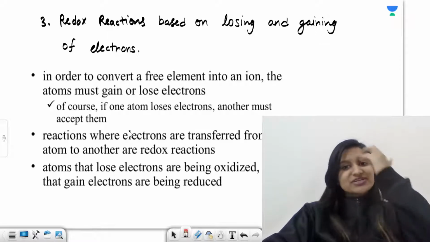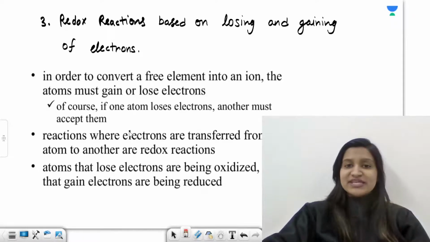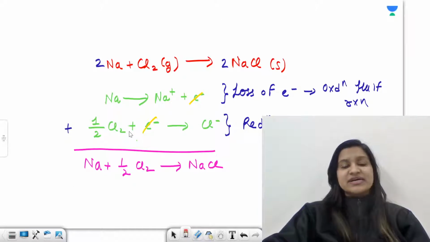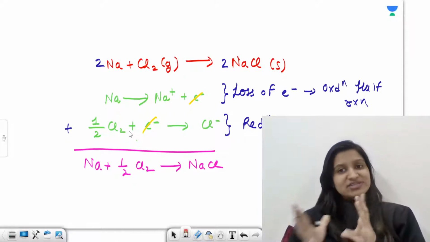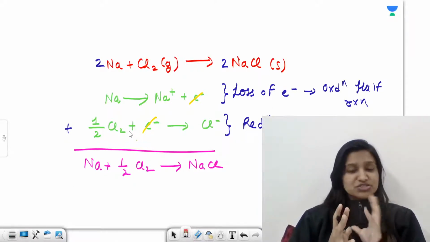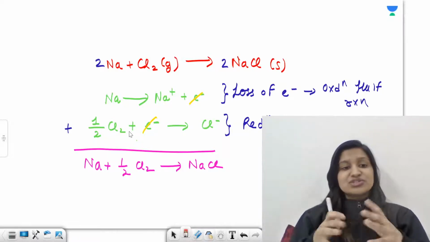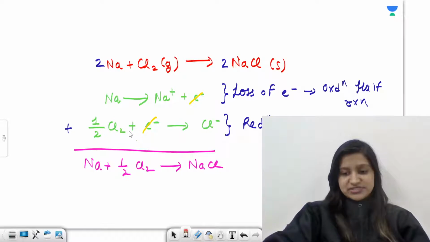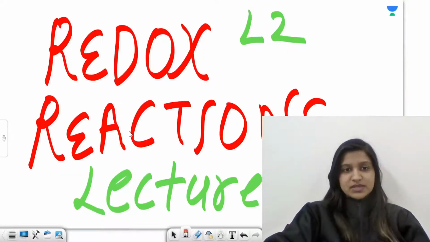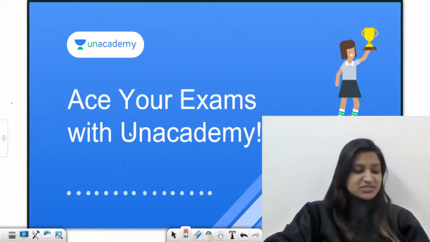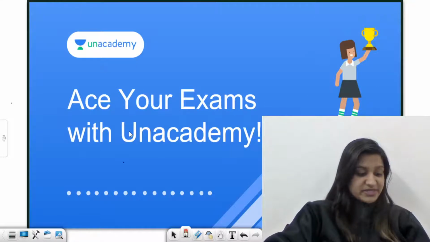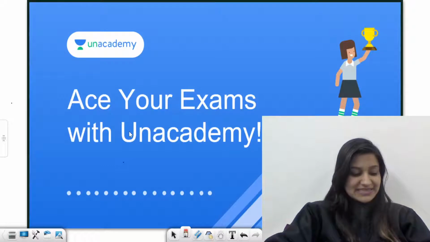So redox reaction based on losing and gaining of electrons, then we did the oxidation half reaction and then the reduction half reaction, such that when you add both the reactions, you get the whole reaction. Okay? So that's what we did in the previous lecture.